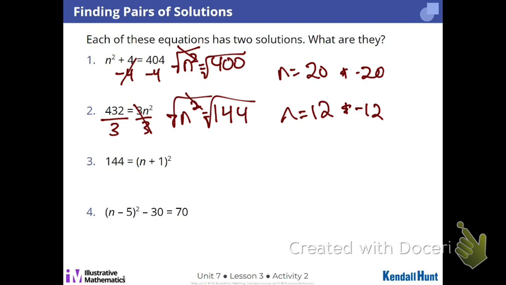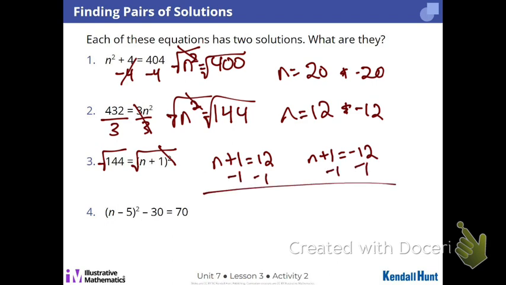All right, so there's 2 ways to go about problem number 3. I'm going to show you the more traditional way, and then you just think about a way. Would I need to get rid of the 1 or the square first if I'm trying to isolate n? The square. So I'm going to square root this whole side. Watch this. What that means is n plus 1 equals 12, and n plus 1 also equals negative 12. Okay? So, n equals both 11 and negative 13.